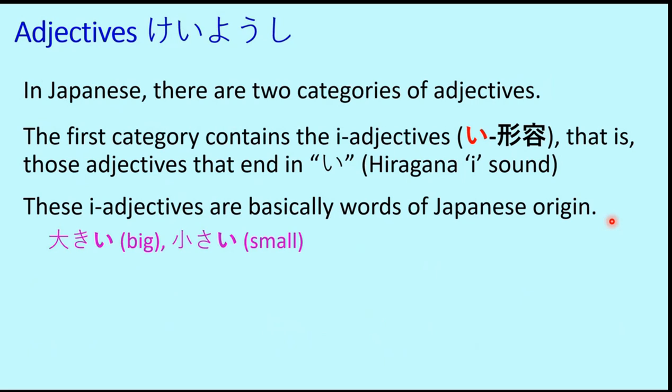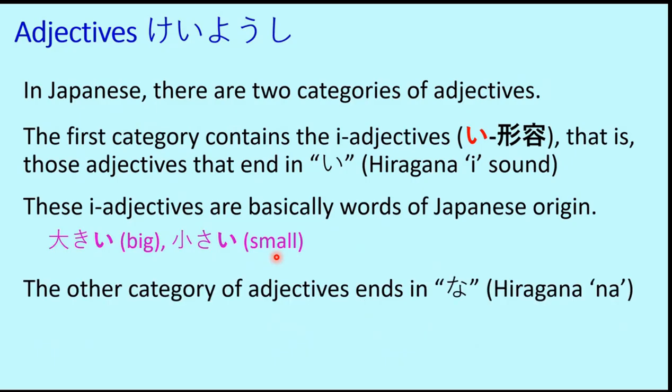oki. So this is oki, which means big or large, and chisai means small. So as you can see, both are ending in e sound. So these are basically ikeyoshi or e adjectives. So most of the adjectives in Japanese fall in this category.